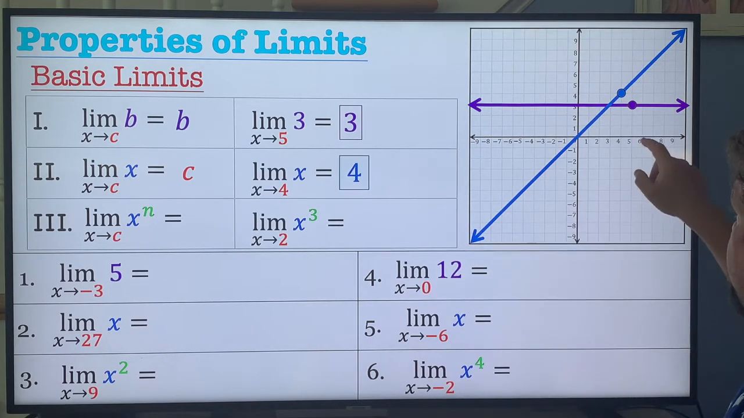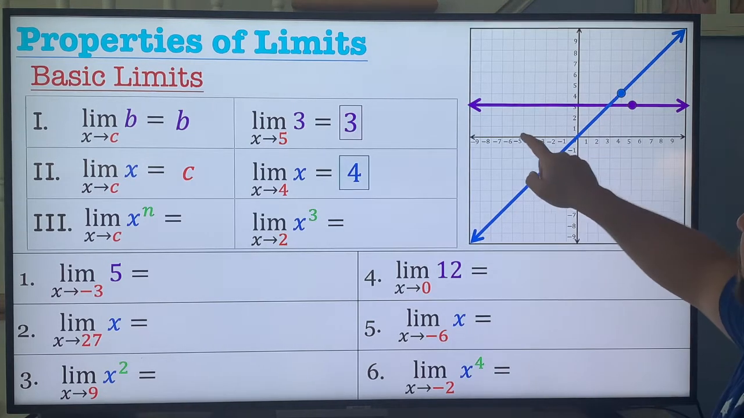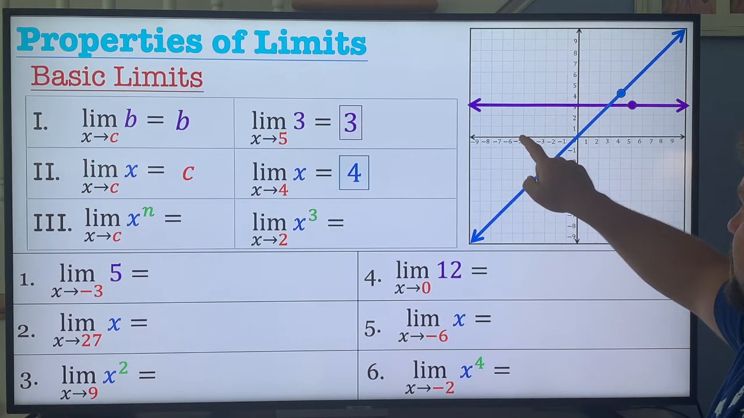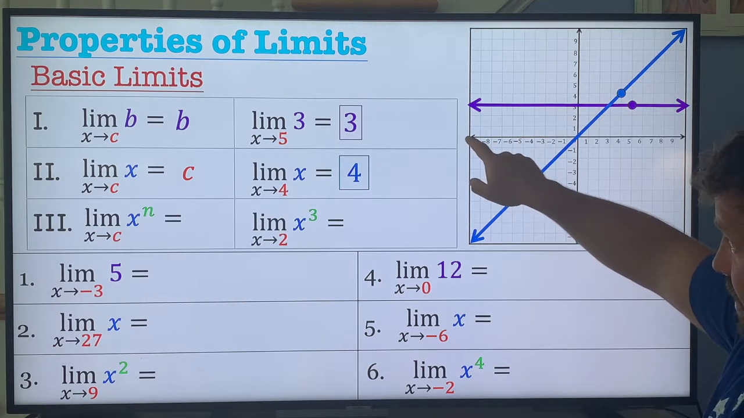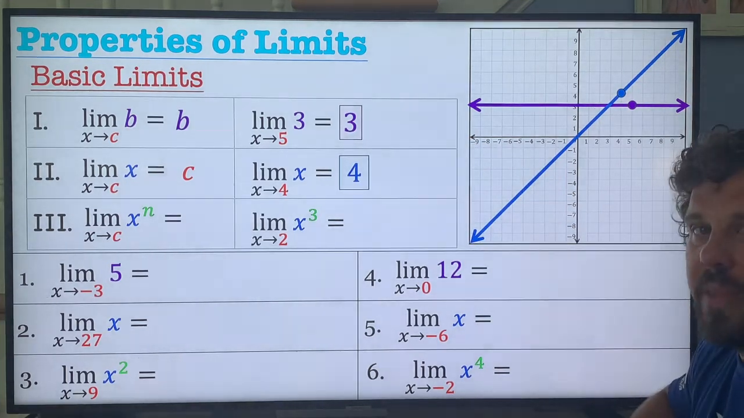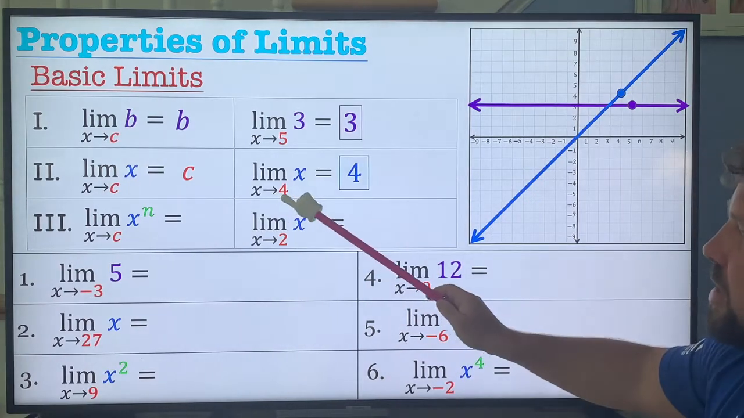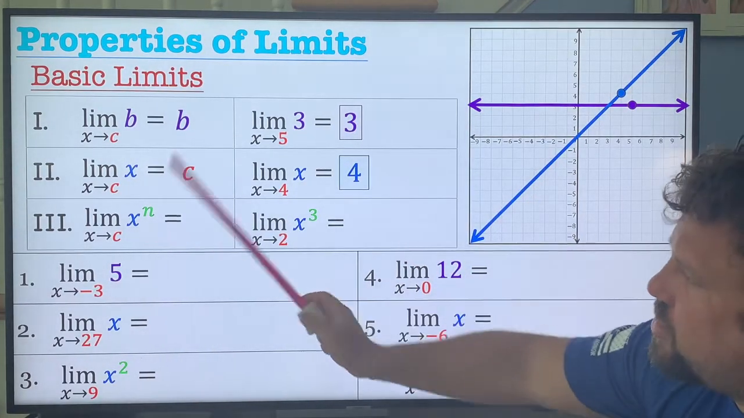All right. What's the limit of x as x approaches 6? 6. The limit of x as x approaches negative 5. Negative 5. The limit of x as x approaches negative 10. Negative 10. All right. Take this and you plug it in for x. Pretty simple.